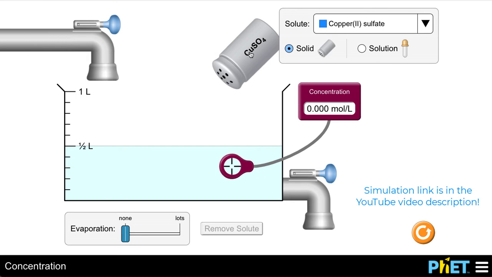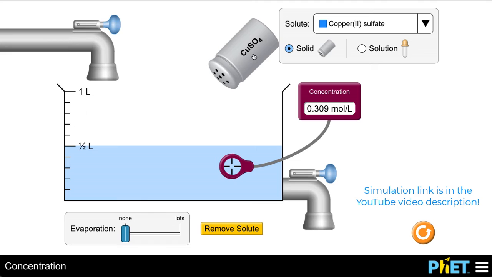Right now, because I have not added any copper sulfate to the solution, the concentration is 0.00 moles per liter of copper sulfate in this water solution. I am going to add copper sulfate to the solution. So I'll add 2 shakes there. Notice I have increased the concentration to 0.309 moles per liter, and the color of the solution has gotten darker blue.